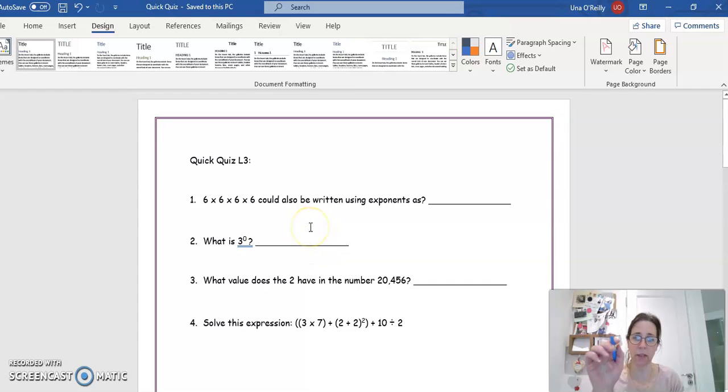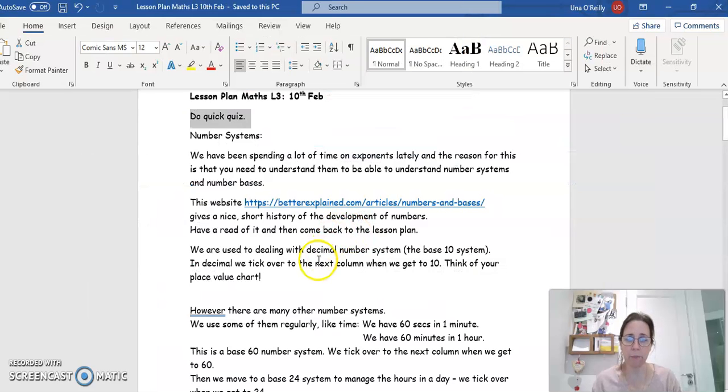You can just write the answers out in your copy or in a Word document if you want. You don't have to edit this document, but if you could do it and send it back to me, or send photos of it back to me, that would be great. Okay, so that's the quiz. That's just to see how you're getting on, and then back to the lesson plan.